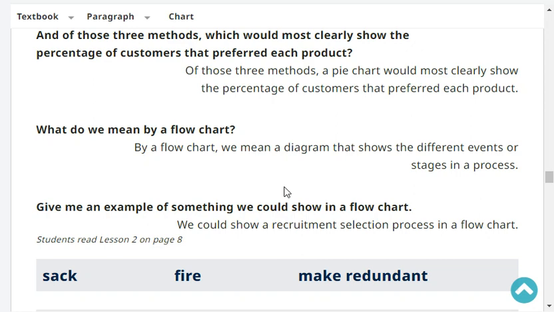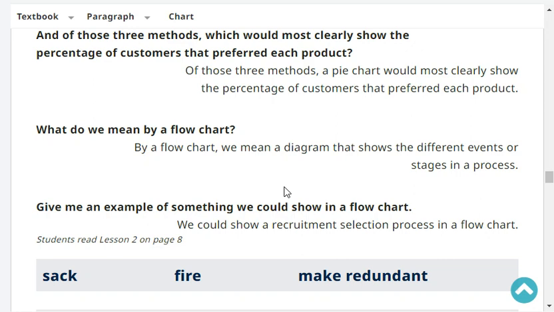What do we mean by a flow chart? By a flow chart, we mean a diagram that shows the different events or stages in a process. Can you give me an example of something we could show in a flow chart, please?